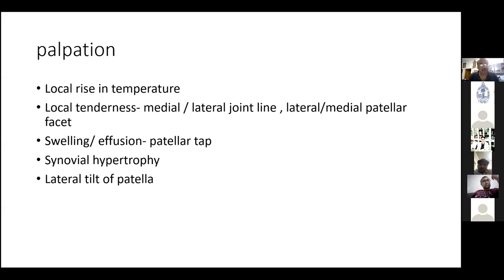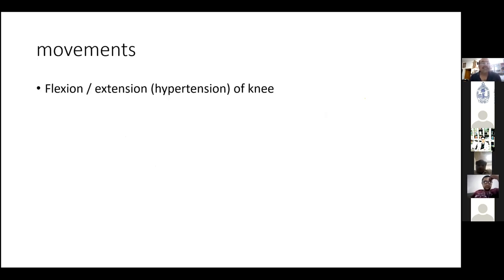Then I think all of you know how to look for lateral tilt of the patella. You have to try to tilt the patella. Then lateral retinacular tightness. How will you look for it? By patellar tilt and patellar glide towards the medial side. You try to move it medially, it will not move. There will be less gliding towards the medial side. So you look for flexion, extension, hyperextension, and patellar tracking, active and dynamic.